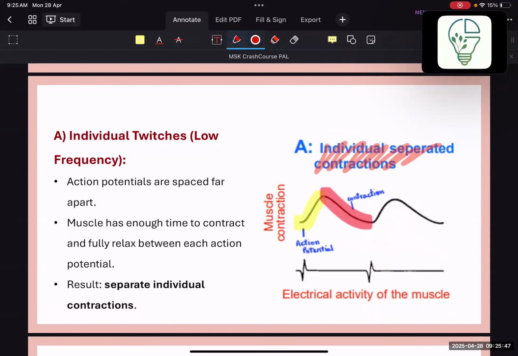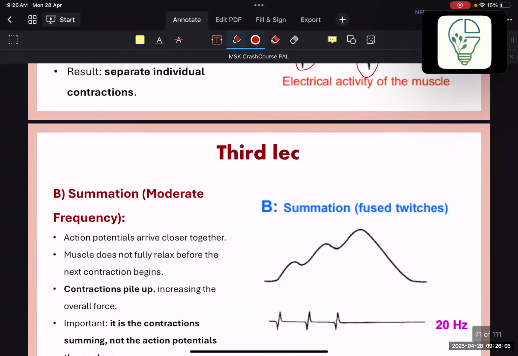These are individual separated contractions. One action potential, then a contraction follows, and then another action potential, and then a contraction follows. Point is, you're allowing your muscle to fully relax before you contract again. And again, this is just something that happens in a lab. Your body doesn't work that way.